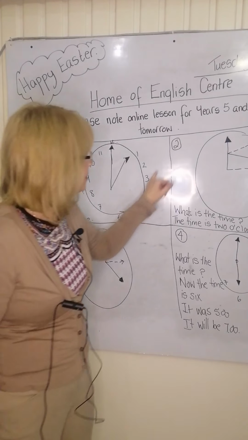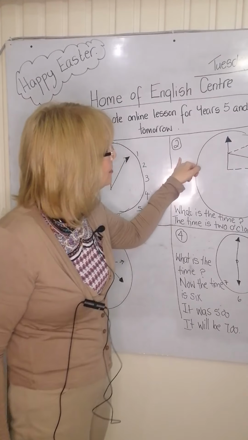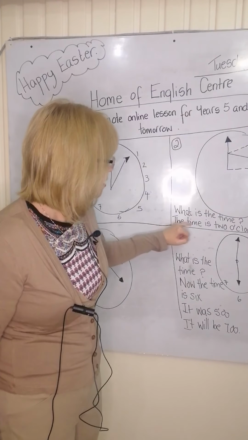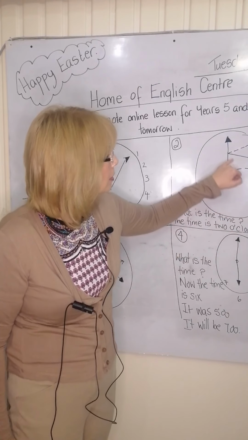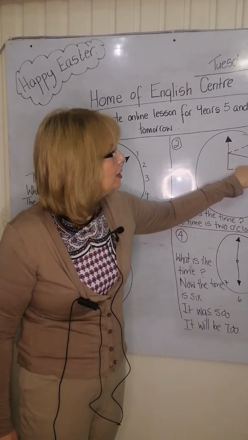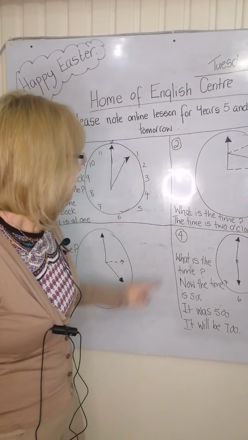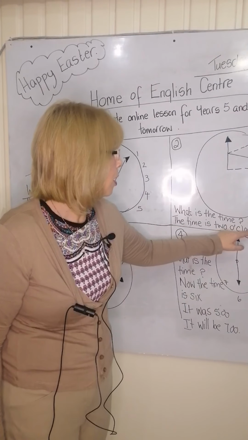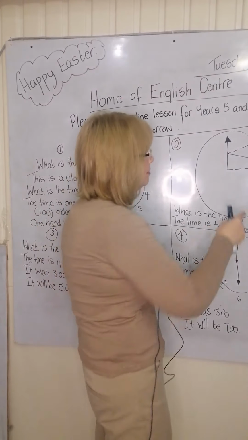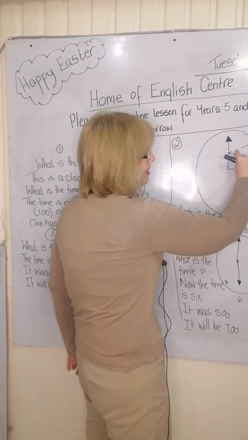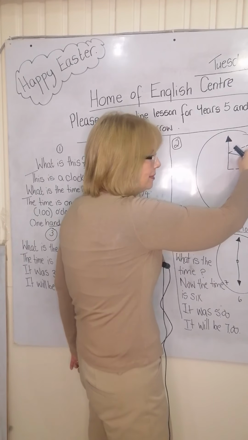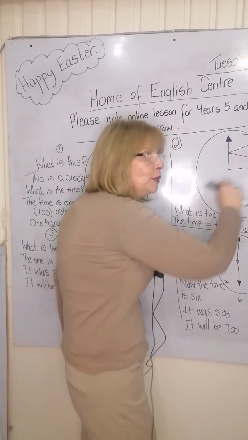Okay, so on to frame 2. What is the time? The time is 2 o'clock. You can see the thick line with black pointing to 2. The time is 2 o'clock. It was past 1, which is why the line is like this. It was 1. It will be 3.